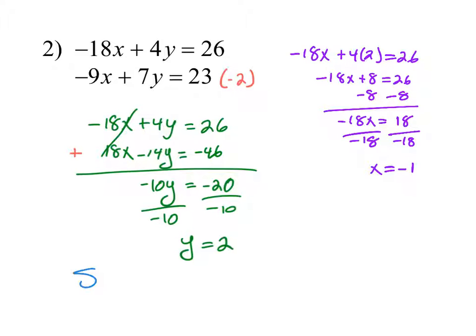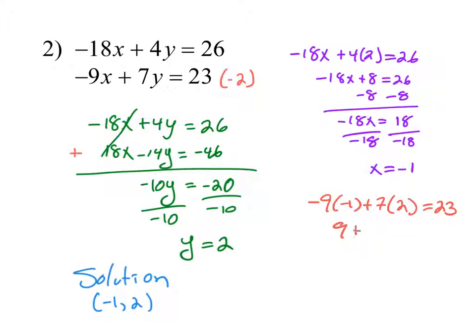So my solution is the point (-1, 2). Let's check. I substitute into the first equation to find -1. So I'm going to substitute that into my second equation. Negative 9 times negative 1 plus 7 times 2 equals 23. So 9 plus 14, 23 equals 23. So that means that this is my solution.